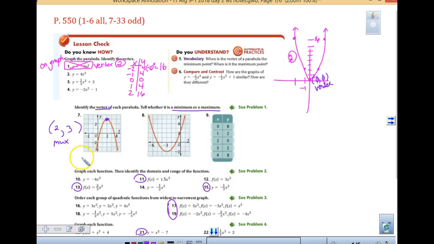Now, they did not ask you to find domain and range for this. But if I was asking you for the domain, the domain is going to be all real numbers, because it's all of our x values. And if I was looking for the range, you are always looking at where your vertex is, and you're looking at the y-coordinate. You would say that y has to be less than or equal to 3, again, for all real numbers.